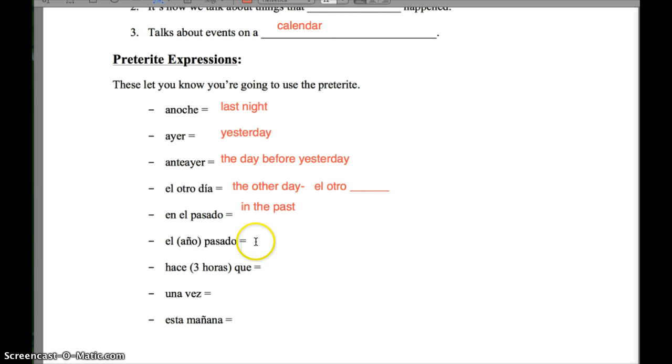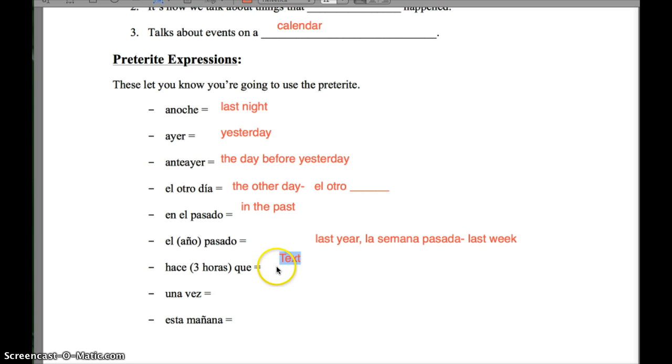This one I like a lot. And this is another one I would tell you to memorize on your own. El blank pasado is the whatever past, so last whatever. So this one is last year, el año pasado. But if I said la semana pasada, that would mean last week. And by the way, did you see that pasada changes because I'm talking about la semana? So the pasado and pasada are going to change depending on what you're talking about. And pasado means past, so that goes really well with the past.